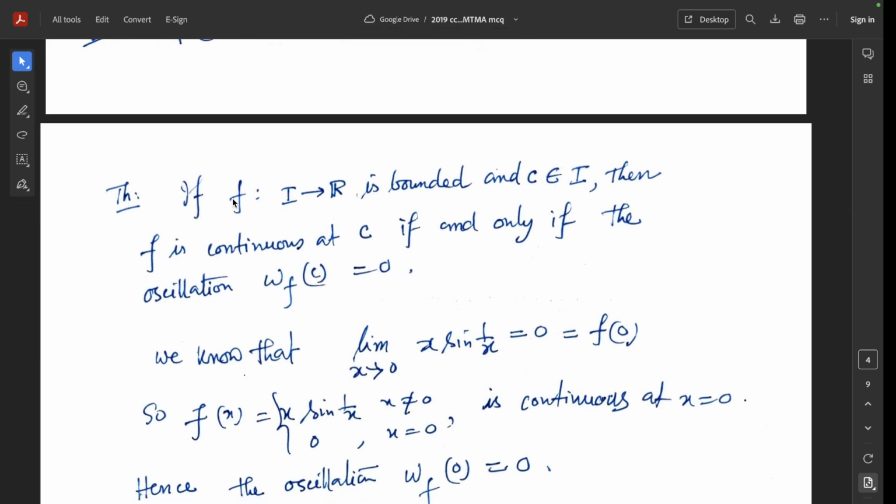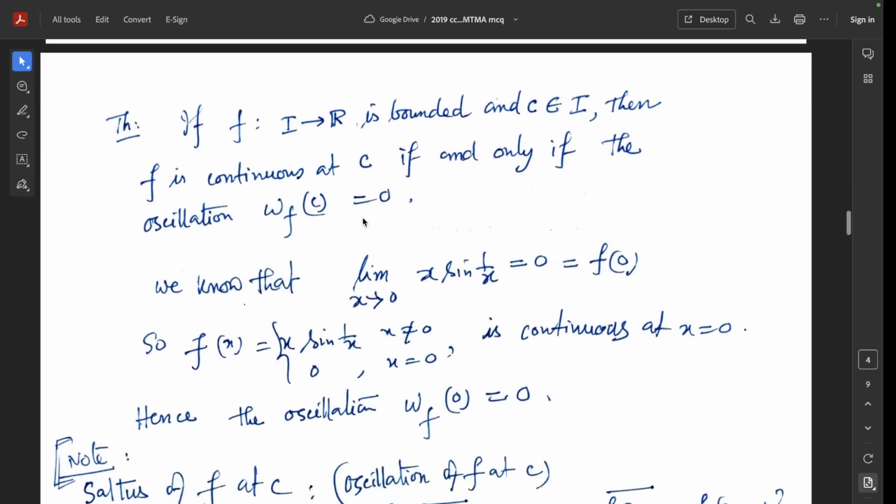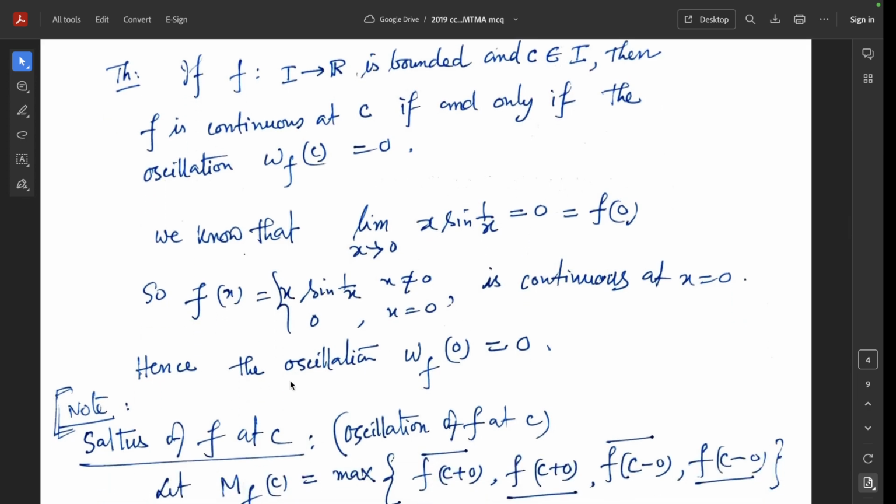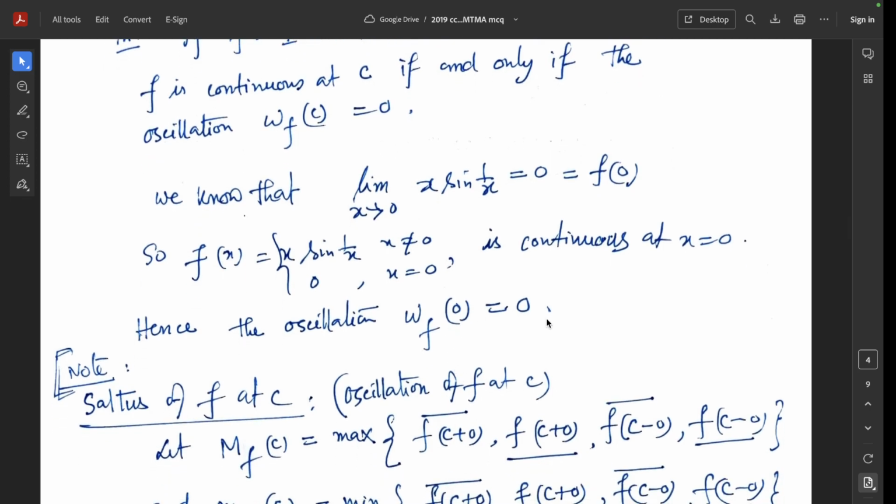Because we have a theorem: if f maps interval I to R is bounded and c belongs to I, then f is continuous at c if and only if the oscillation omega f(c) equals 0. So f is bounded and c belongs to the interval I. If f is continuous, then the oscillation is 0, and if the oscillation is 0, f is continuous. So obviously, limit as x tends to 0 of x sin(1/x) equals 0, which equals f(0). So at the point x equal to 0, this function x sin(1/x) is continuous. Hence the oscillation omega f(0) equals 0.